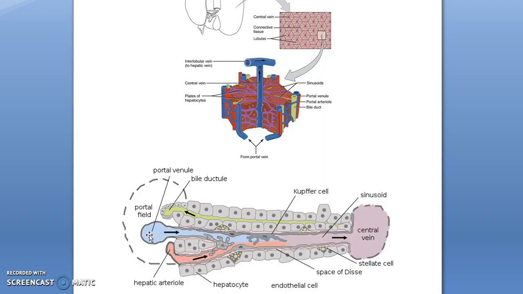Again, the blood comes from the portal vein and the hepatic artery branch, mixes inside the hepatic sinusoid, this is the sinusoid, and drains at the end in the central vein towards the inferior vena cava through the hepatic veins, while the bile is going in the opposite direction to drain in the bile ductule, then the bile duct.